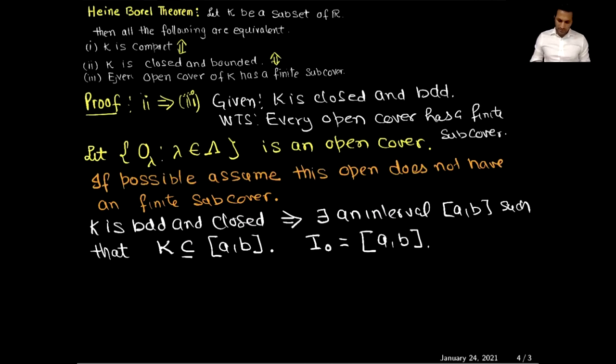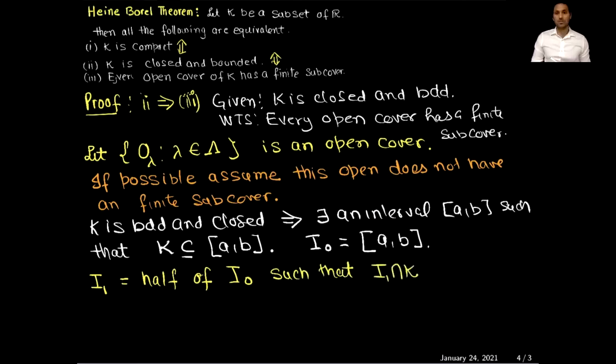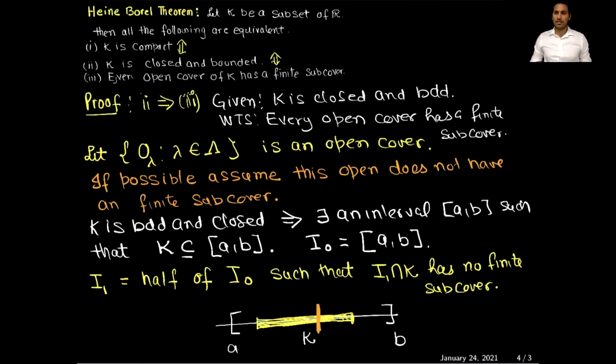Now I will construct another interval I1. So I1 I'm going to construct is going to be half of the interval I0 such that when I intersect I1 with K, so this portion of the interval, because this is also a subset of K, has no finite subcover. Now we will see why this construction is possible with this picture.